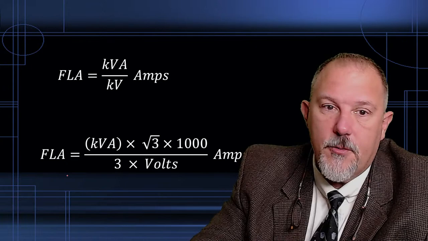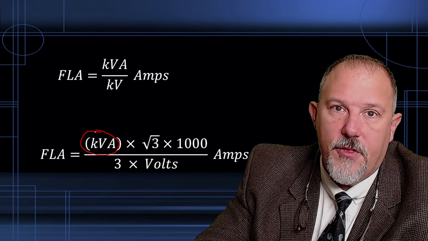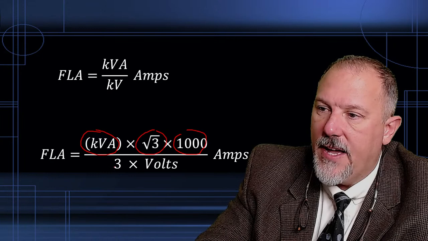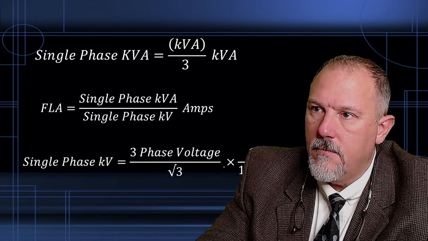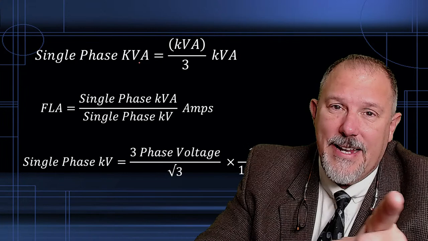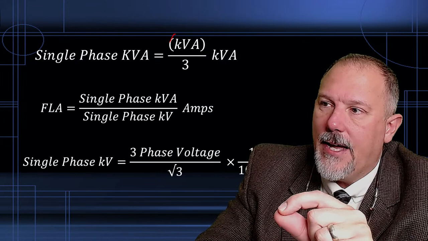Now, my three phase. I'm going to walk through this. I have kVA of three-phase kVA, multiply that by square root of 3, multiply that by 1,000, divided by 3, divided by the volts. And I'll explain how I get that equation here in a second. So there's my single phase. So how I do my three-phase is, the first thing I need to do is get a three-phase transformer to a single-phase kVA. How do I do that? I take the kVA and divide by 3. That gives me my single phase kVA.